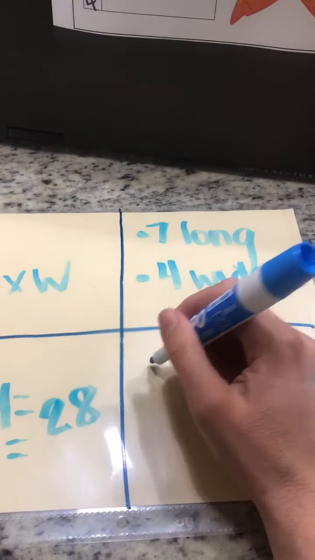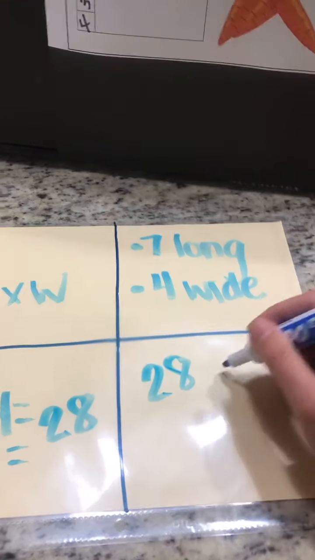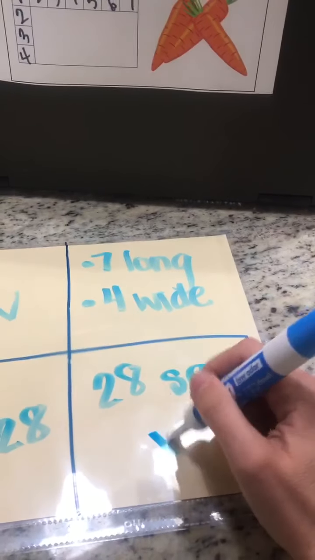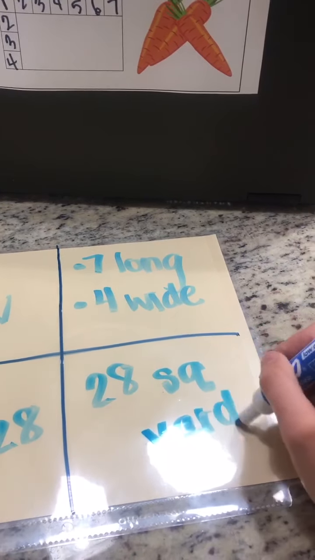is our product. So our answer for this one, 28 square. You could say units, but they said yards. Okay?